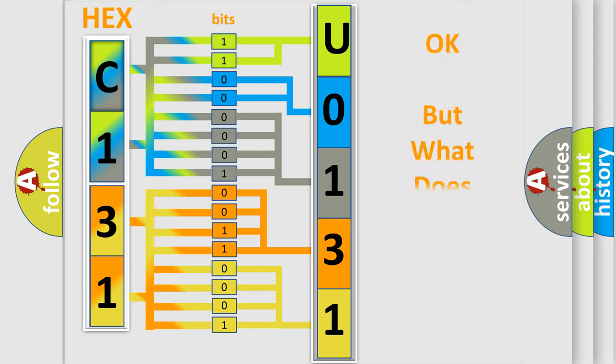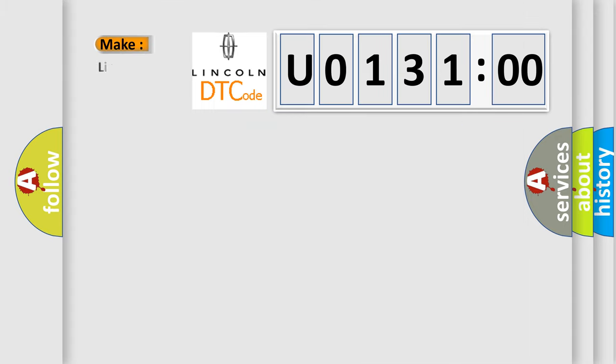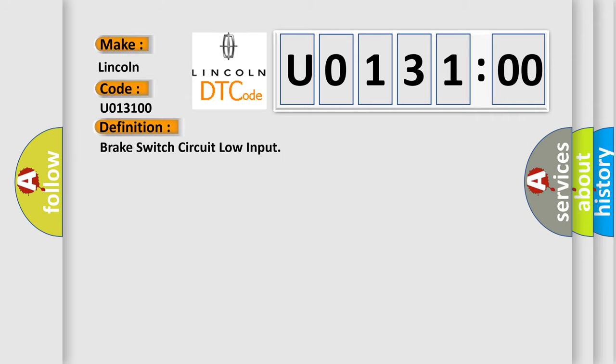The number itself does not make sense to us if we cannot assign information to what it actually expresses. So, what does the diagnostic trouble code U0131-00 interpret specifically for Lincoln car manufacturers? The basic definition is brake switch circuit low input. And now this is a short description of this DTC code.